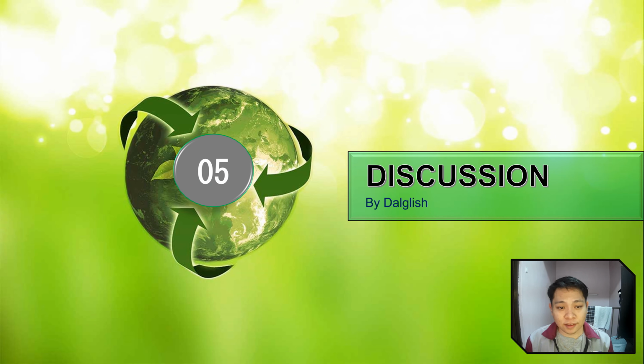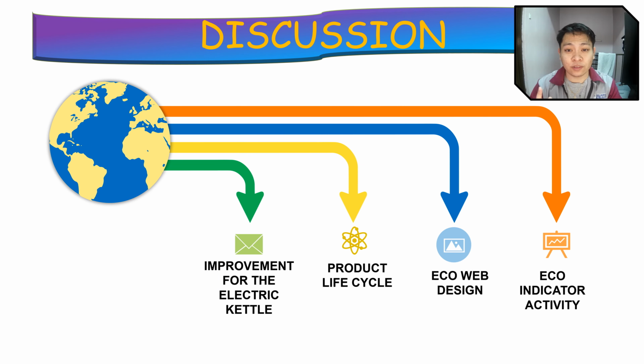So, good day, doctor. My name is Dalglish. For my part, I will present the discussion of our product. There are four things that we discuss in this assignment. The first one is the improvement of the electric kettle. The second one is the product life cycle. The third one is the eco web design, and last but not least is the eco indicator activity.